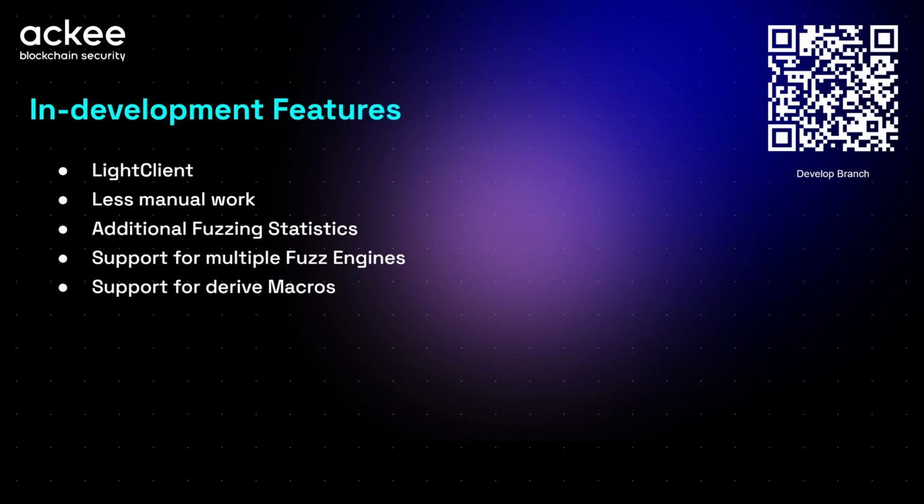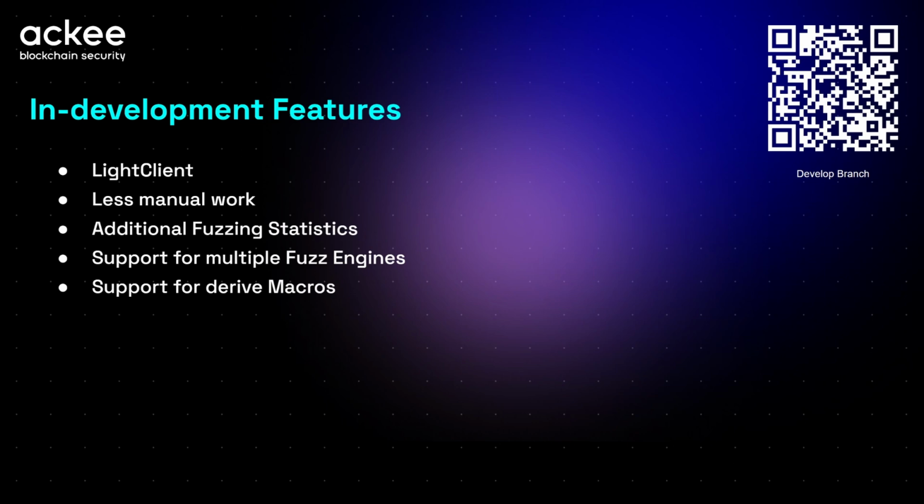The second thing we are trying to improve is less manual work. As I showed you how to initialize and write a fuzz test in the first part, we would like to also implement logic that generates more automatically, instead of the manual work that was presented in the first part. So we are constantly improving the amount of automatically generated code.